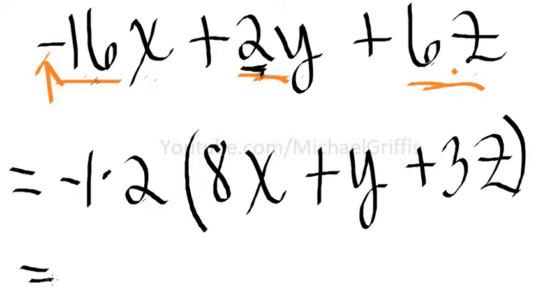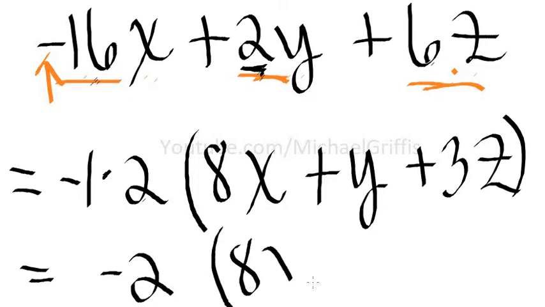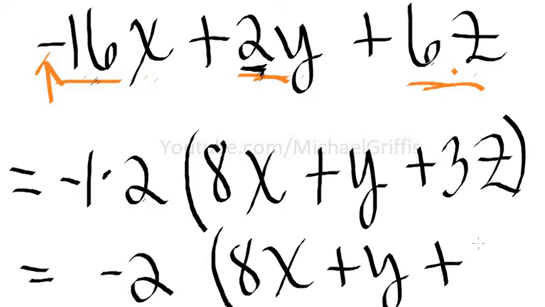All right, let's take a look at this. -1 times 2 is just -2. All right. And 8x plus y plus 3z. Okay, 3z, that kind of ran off the screen there a little bit.